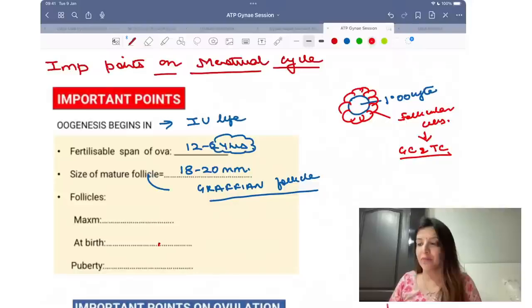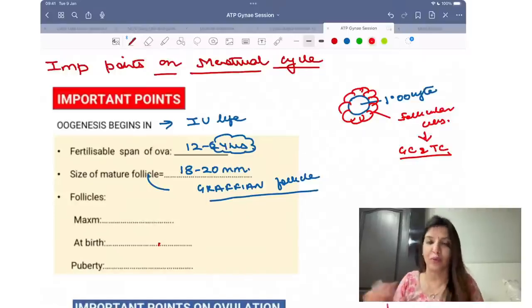Yes, Dr. Preeti, it is going to be available even after the session is over. Till your exams are over, it is going to be available there.